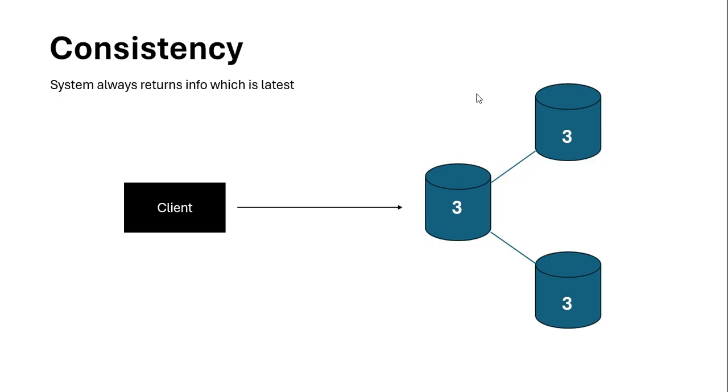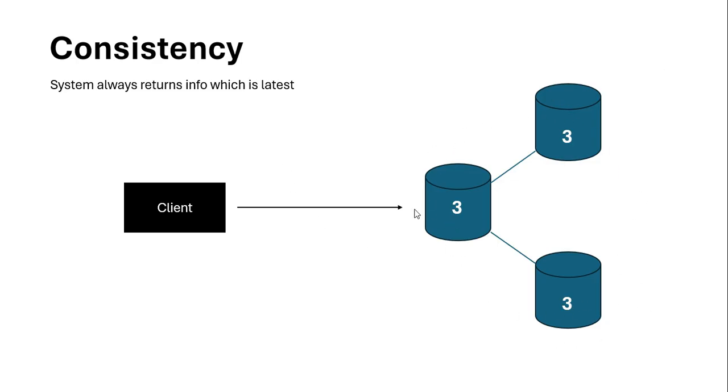Here we have a distributed system consisting of three nodes. Consistency means the system should always return the latest information, all the time. It should never return any stale information. All the nodes here are in sync with each other. They carry the same information. It will never give you any stale information.